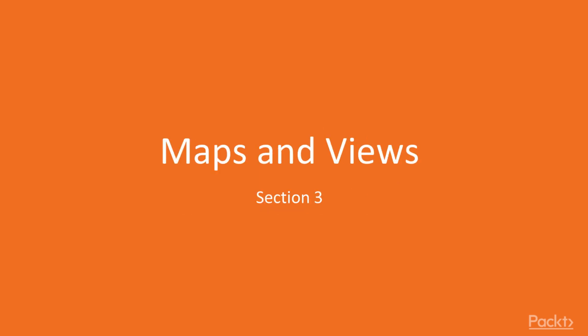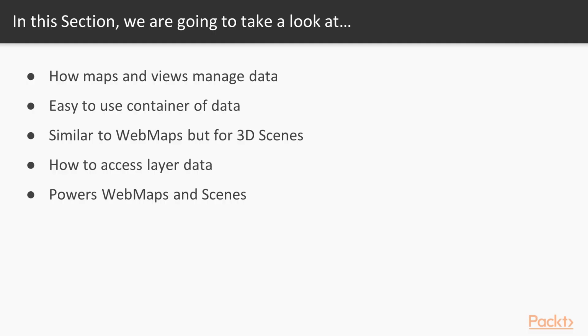Hi there, and welcome to Section 3, Maps and Views. In this section, we're going to take a look at the map and view architecture that's available inside the ArcGIS API 4 for JavaScript, and how the maps are containers of the data, while the views manage the drawing of that data. Then we're going to take a look at web maps, which are portable, easy-to-use containers of geographic data.